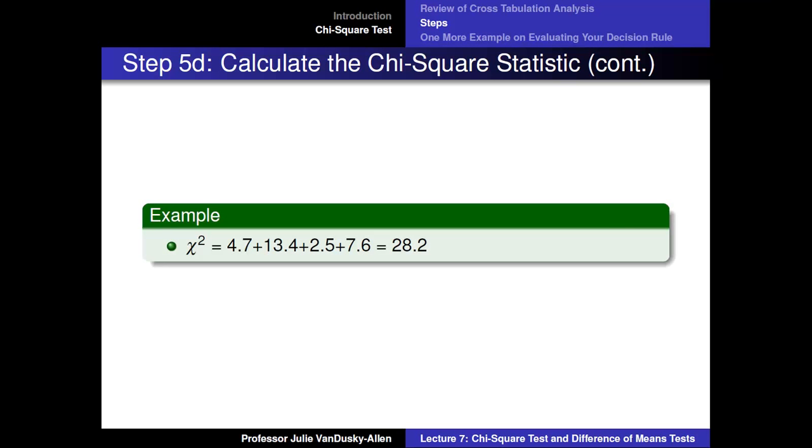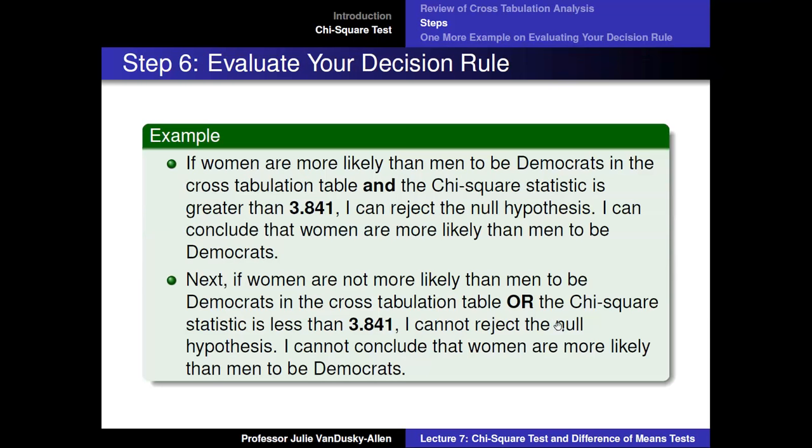4.7 plus 13.4 plus 2.5 plus 7.6 equals 28.2. Step 6 is to evaluate the decision rule. The decision rule was, if women are more likely than men to be Democrats in the cross-tabulation table, and the chi-square statistic is greater than 3.841, I can reject the null hypothesis. I can conclude that women are more likely than men to be Democrats.